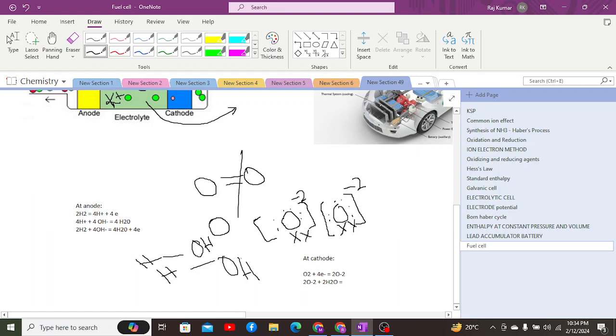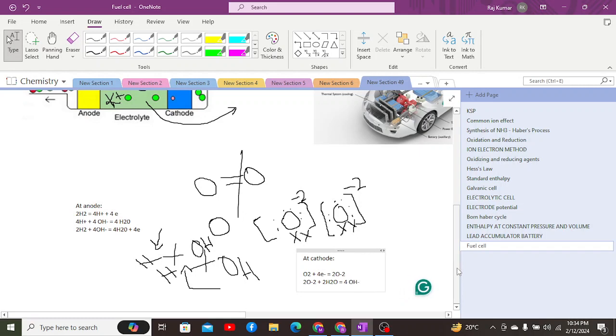Okay. So when oxygen is having double negative charge, what it will do is tend to combine with this H, and another oxygen will combine with this H, due to which it will tend to break the bond, and there will be formation of 4 OH. 4 OH will be formed. So 4 OH formed on this side.